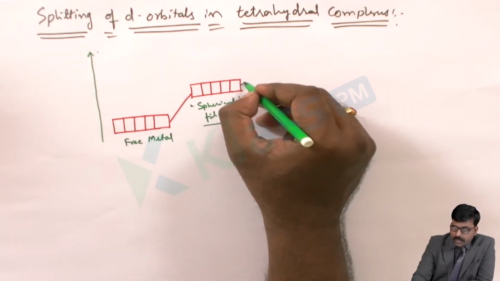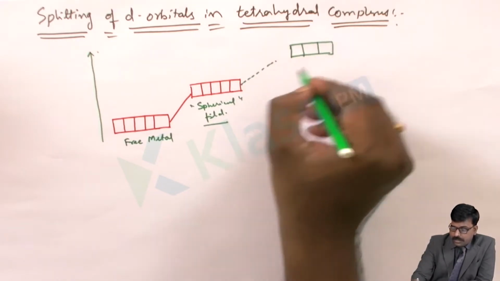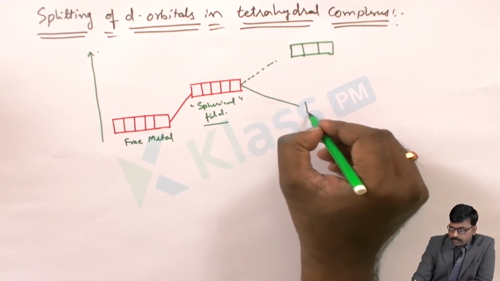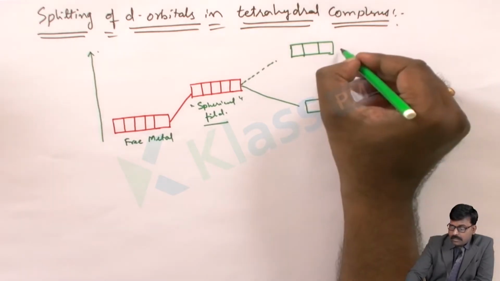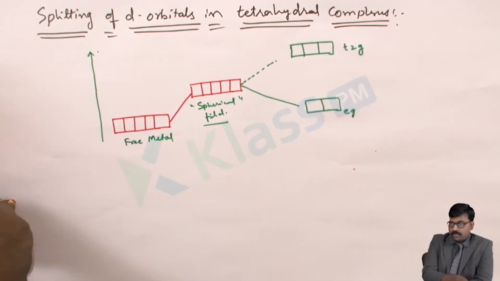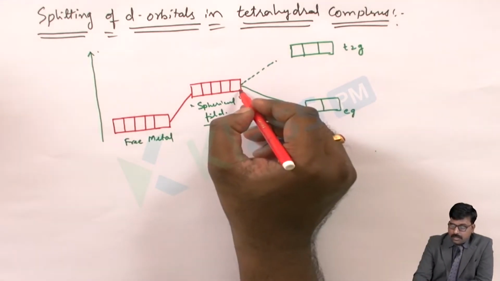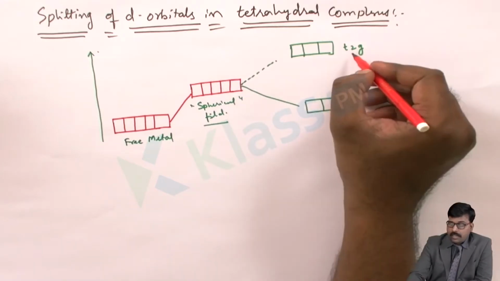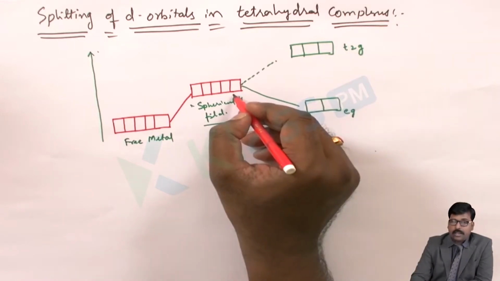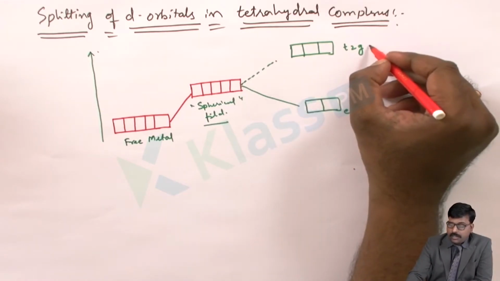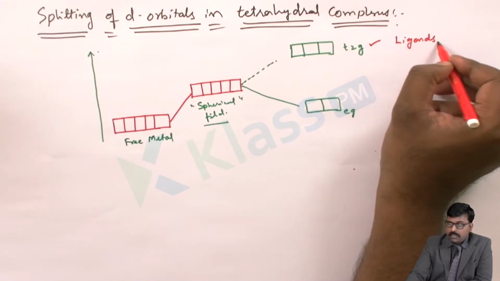From here, it will split into the non-axial and the axial. That means this is EG, this is T2G. So EG will show the lesser energy than the degenerated d orbitals, and T2G will show the higher energy than the degenerated d orbitals. Why is it showing the higher energy? Because the ligands are approaching in this direction.